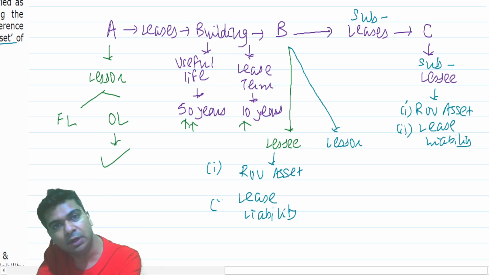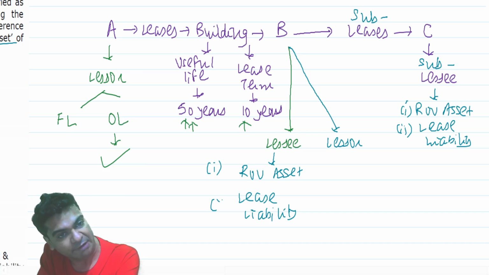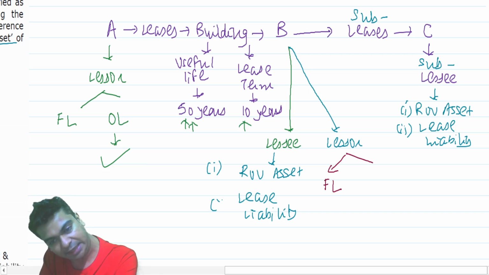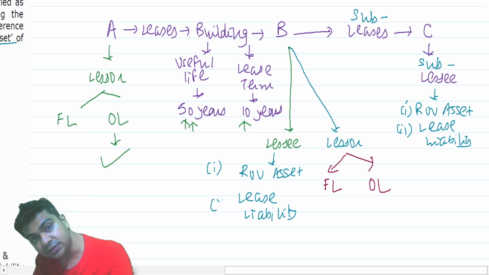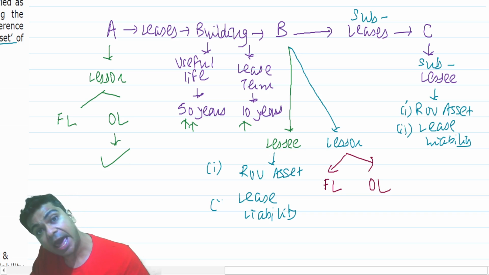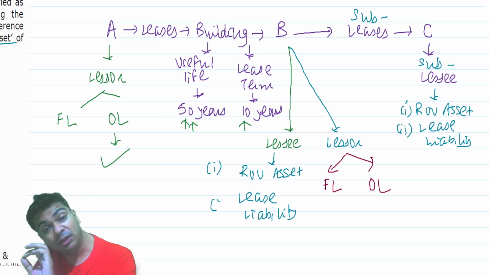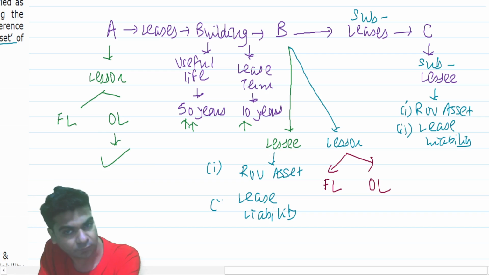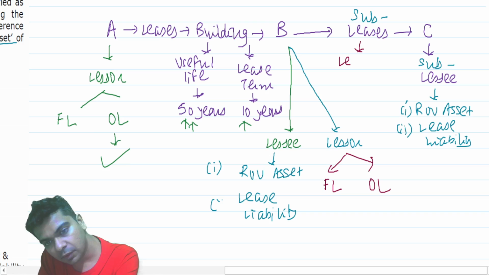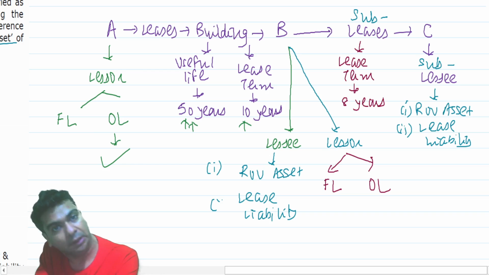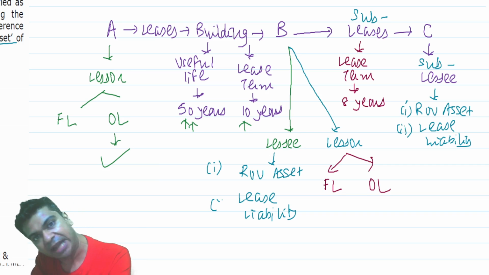Now what will B do, because now you have become a lessor? You will have to decide: is this a finance lease or an operating lease? Because in the books of the lessor, at the time of the lease agreement, you have to carry out the classification. Now, this sublease is for a lease term of 8 years, and on the basis of this we will carry out the classification.